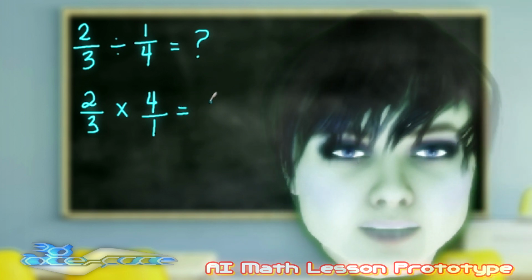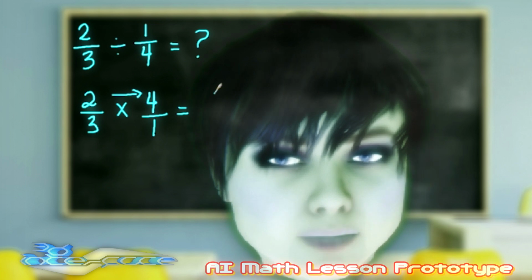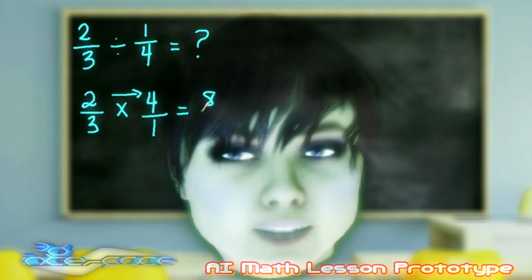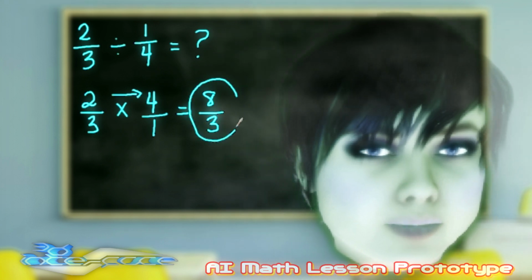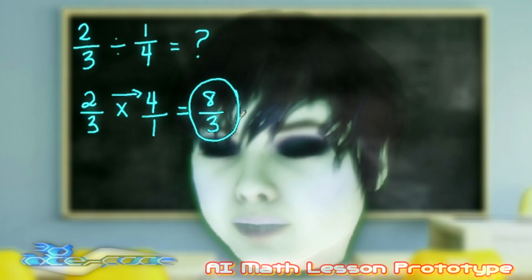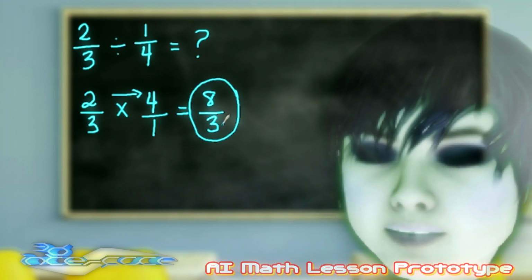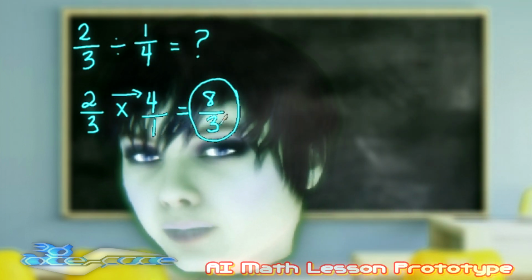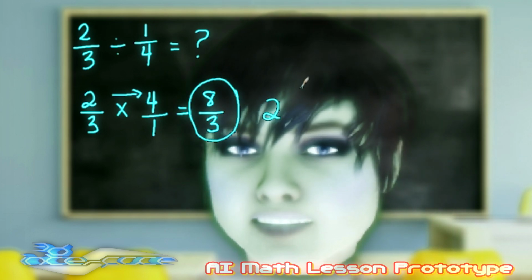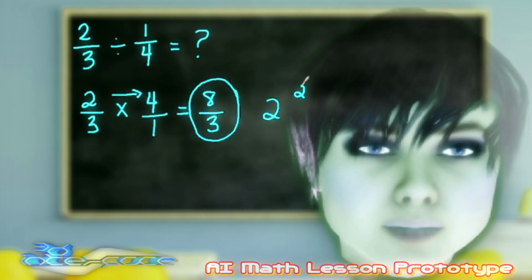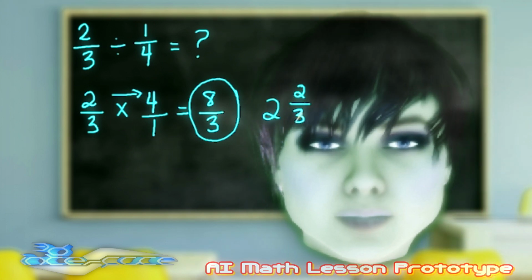So 2 times 4 is 8. 3 times 1 is 3. So I have 8/3. 8/3 is not the simplified version of this, so we need to figure out what the simplified version would be. 3 can go into 8 2 times, and there will be 2 left over, and the denominator stays the same, 3. So my answer is 2 2/3.